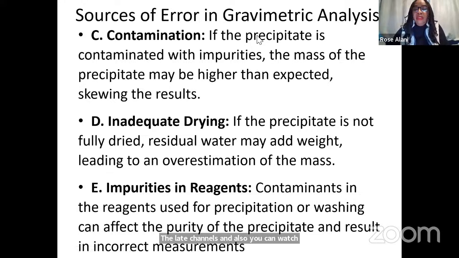Next lecture will be a continuation of the gravimetry, and then I'll also be taking you on UV spectroscopy.